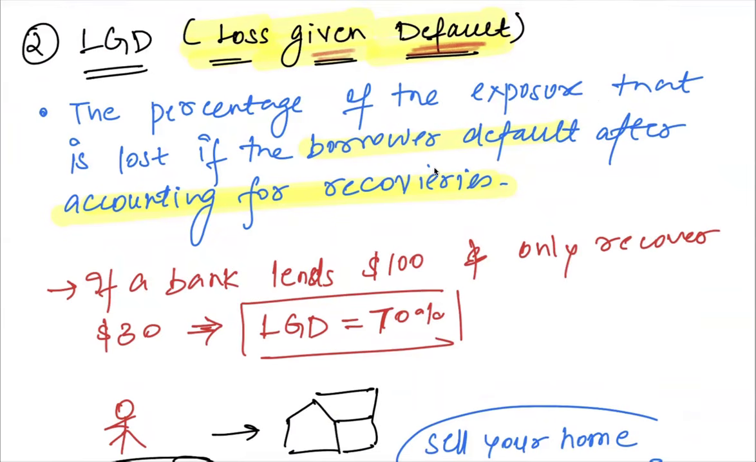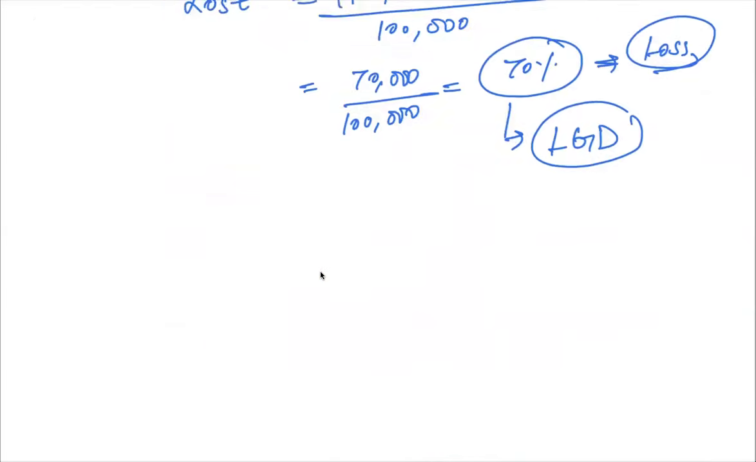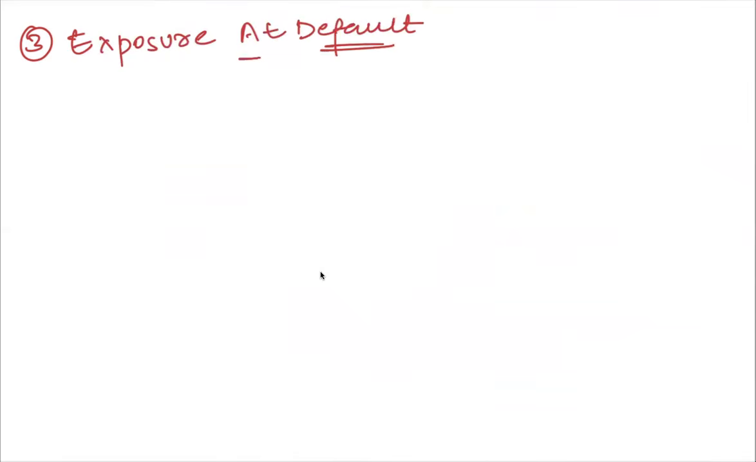Please let me know in the chat if it's clear. Okay. Perfect. Now the next term is exposure at default. The third component of credit risk modeling is exposure at default. This is what we call EAD.